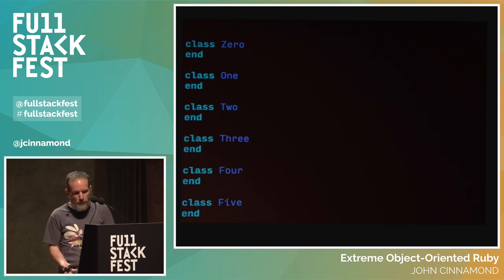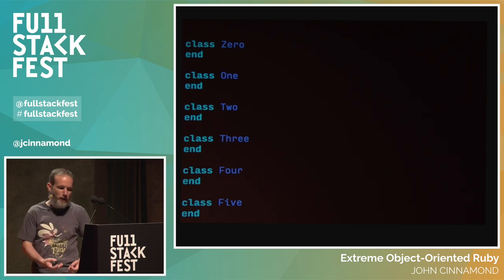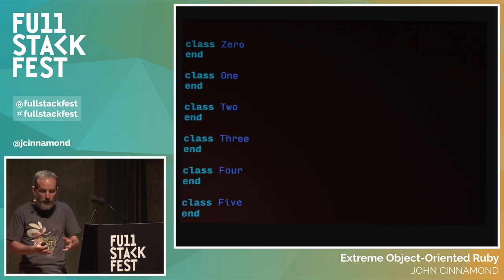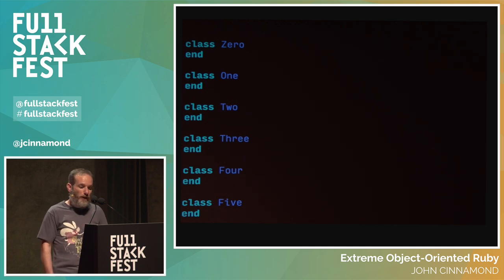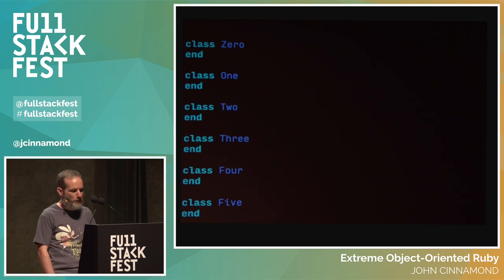So this is kind of good because it follows our rules, but it also kind of sucks. And there are two big problems with this. The first is that there are an infinite number of numbers. So if I want to build a number system this way, I would have to create an infinite number of classes. And that would make the most boring talk you've ever seen.